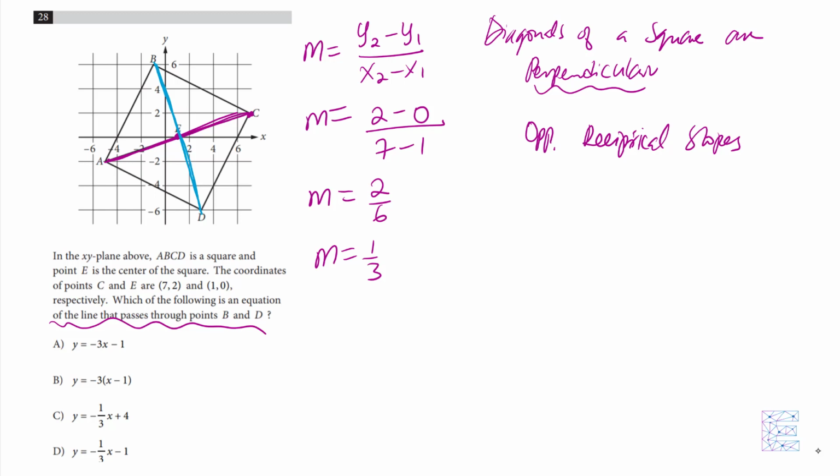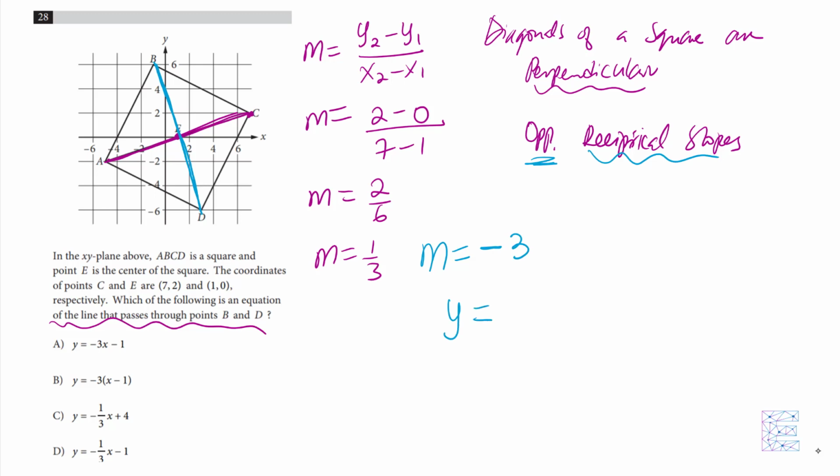So what does that mean? If you know the slope of the purple line is 1/3, the slope of the blue line, which is perpendicular to it, is going to be opposite, which means change the sign. It was positive, so it's now negative. And reciprocal means you're going to flip it. We have 1/3, so when you flip it, it's just -3 over 1, but I'll just leave it as -3.